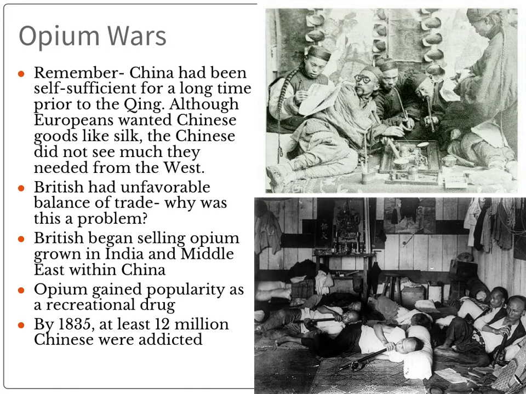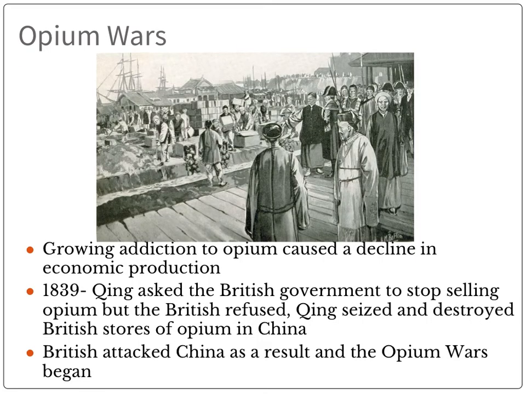These are photographs of people smoking opium in China. If you just think about this at a basic level, if millions of people now have a drug problem, it really is going to slow down the economy. It degrades society and causes all kinds of problems. This addiction caused a decline in economic production because people aren't working when they're addicted to drugs.